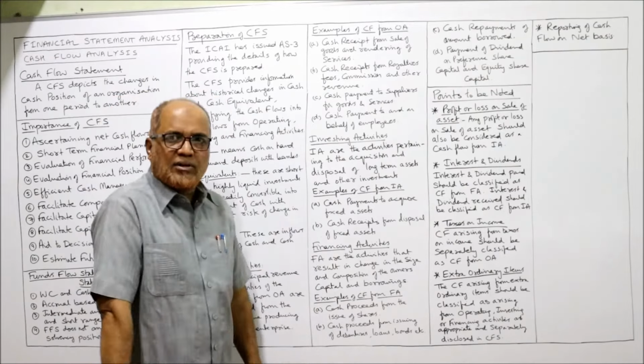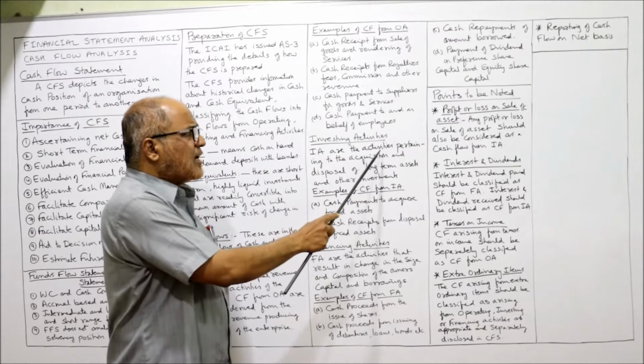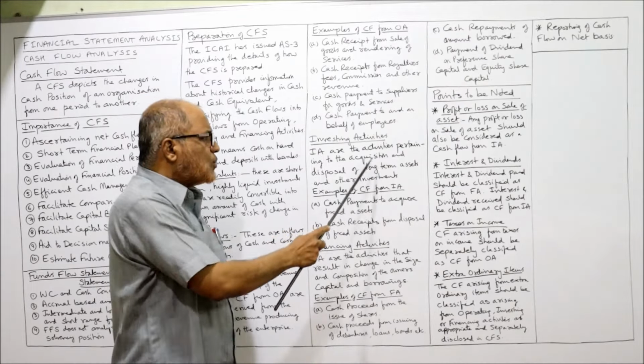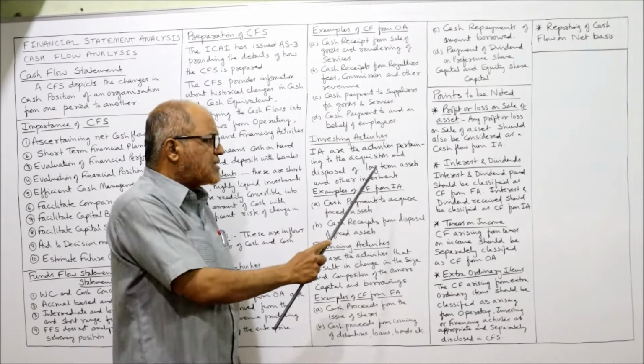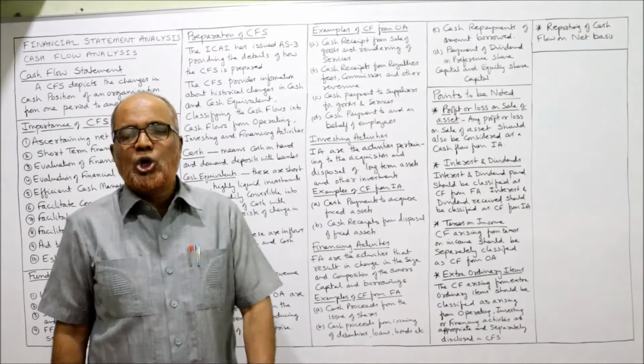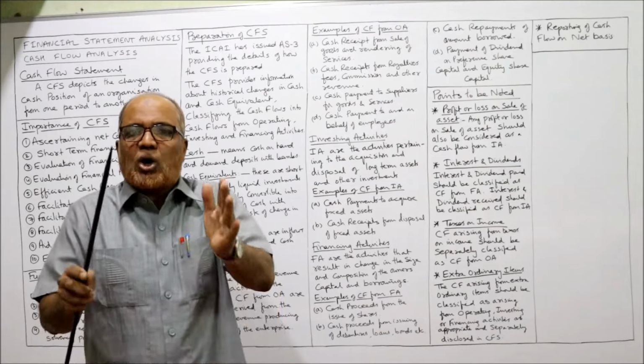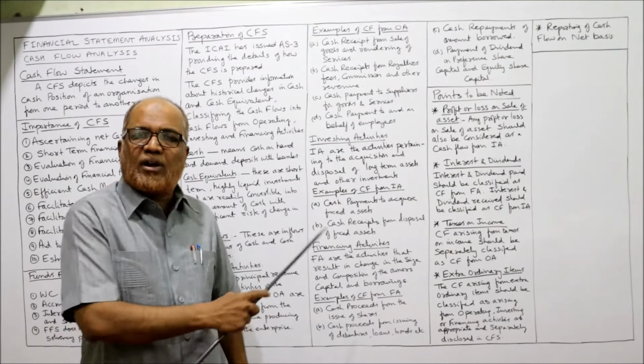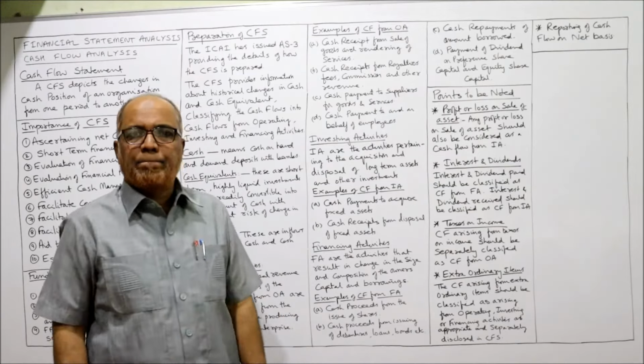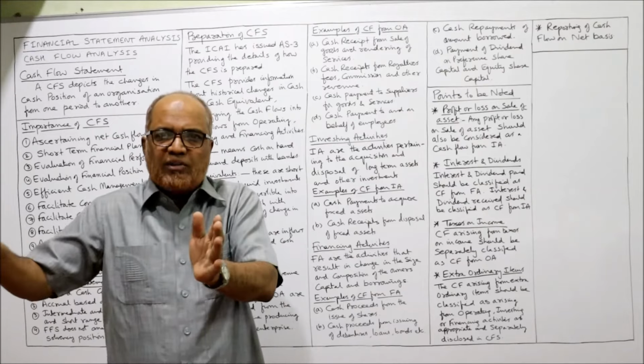Now investing activity. Investing activities are the activities pertaining to the acquisition and disposal of long-term assets and other investments. Two types of investment are there: short-term investment and long-term investment. Short-term investment we have already covered in cash and cash equivalent. So cash and cash equivalent, short-term investment gone.